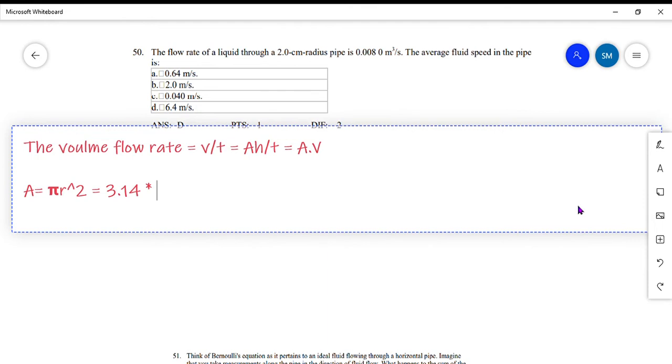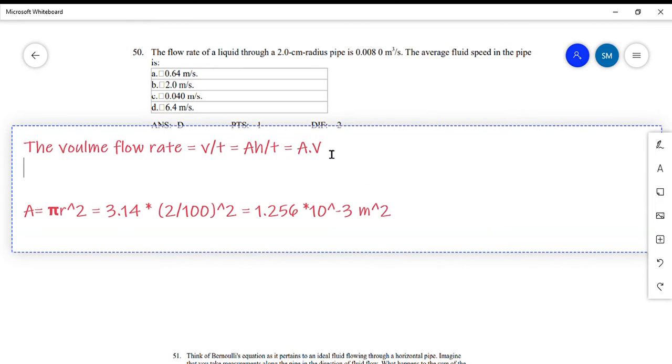We have to convert it from centimeter to meter, so we will consider the radius as 2 over 100, because the unit here is centimeter power 2. So the area will be 1.256 times 10 power negative 3 meter square. This is the area.